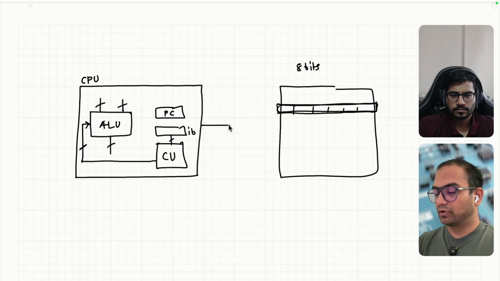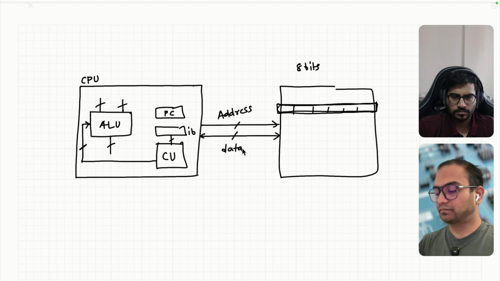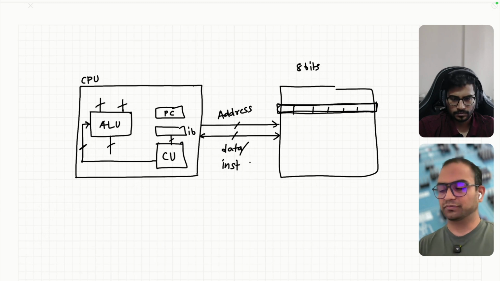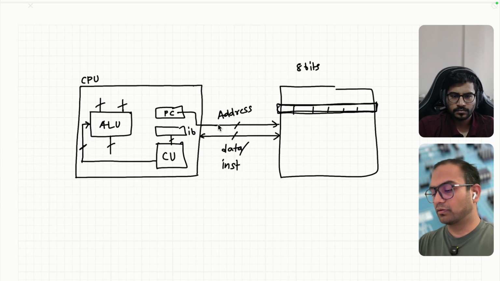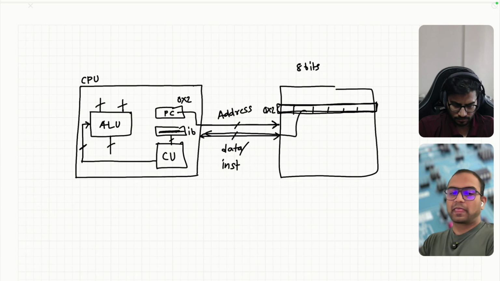Okay, and where would it fetch these? How would it fetch these? Well, there would be what we call an address bus and a data bus. And the same data bus also served as an instruction bus. So if the program counter value was put here, let's say the program counter was hex 2, it would go ahead and fetch the second byte and it would come from here to here.